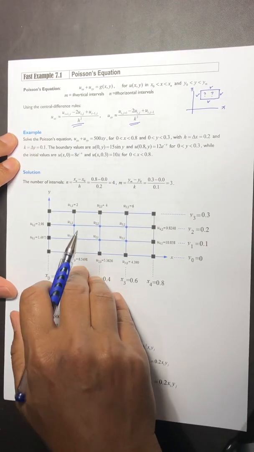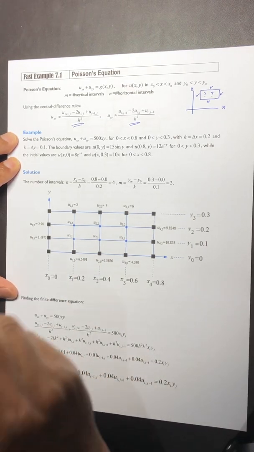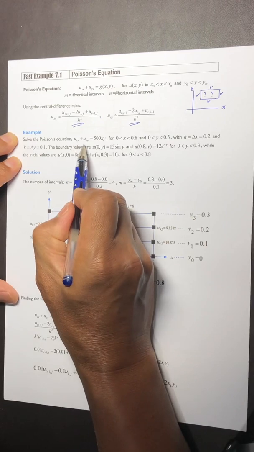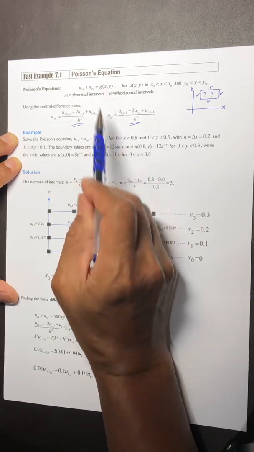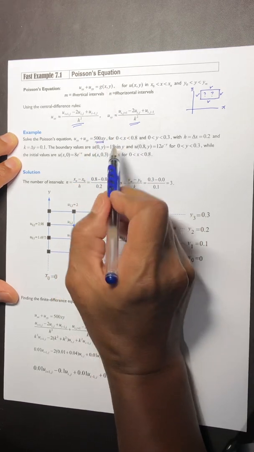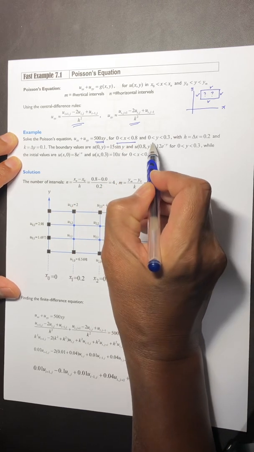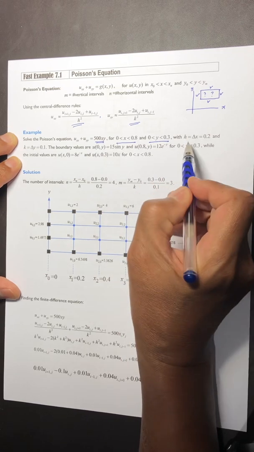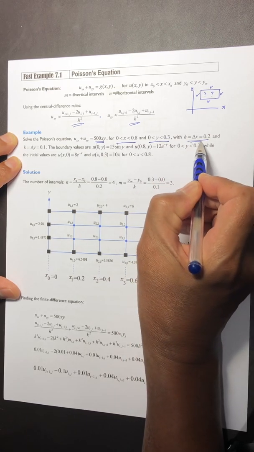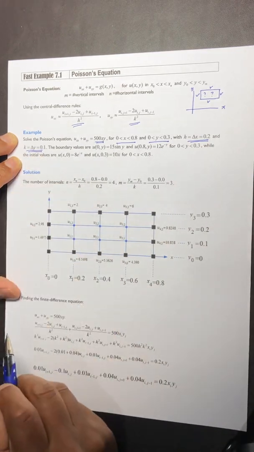Now we discuss the example. It is best to illustrate this problem through an example. We are given this equation, uxx plus uyy equals 500xy. So this is g, mentioned here. Then x is this domain here from 0 to 0.8, y is another one from 0 to 0.3, h is given here, which is 0.2, and k is given as 0.1.